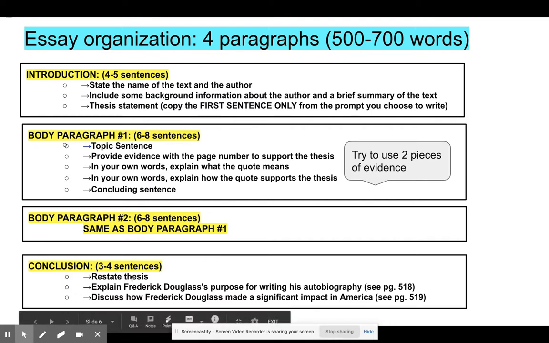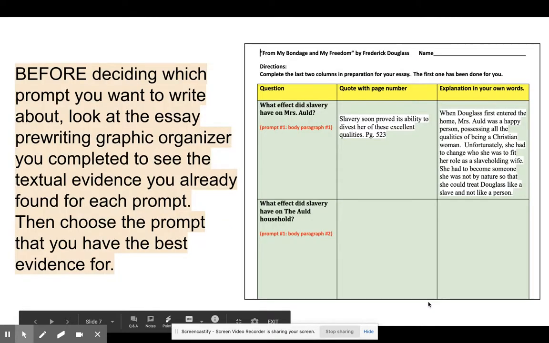And then for your conclusion, restate your thesis. Explain Frederick Douglass's purpose for writing his autobiography. See page 518. And discuss how Frederick Douglass made a significant impact in America. See page 519.